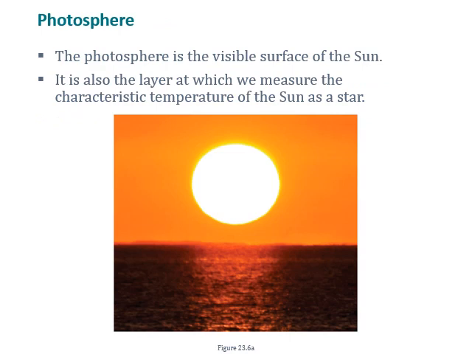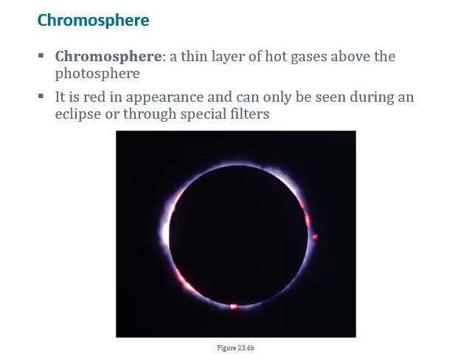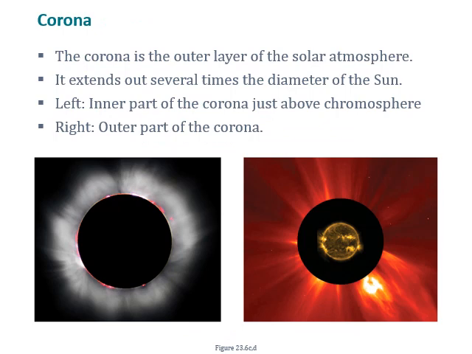The photosphere is the layer at which we measure the characteristic temperature of the Sun as a star. The chromosphere is a thin layer of hot gases above the photosphere, and it is red in appearance and can only be seen during an eclipse or through special filters, shown in the figure below. The corona is the outer layer of the solar atmosphere, which extends several times the diameter of the Sun. On the left is the inner part of the corona just above the chromosphere, and on the right is the outer part of the corona. In each case, portions of the Sun or its atmosphere are blacked out to show the contrast.